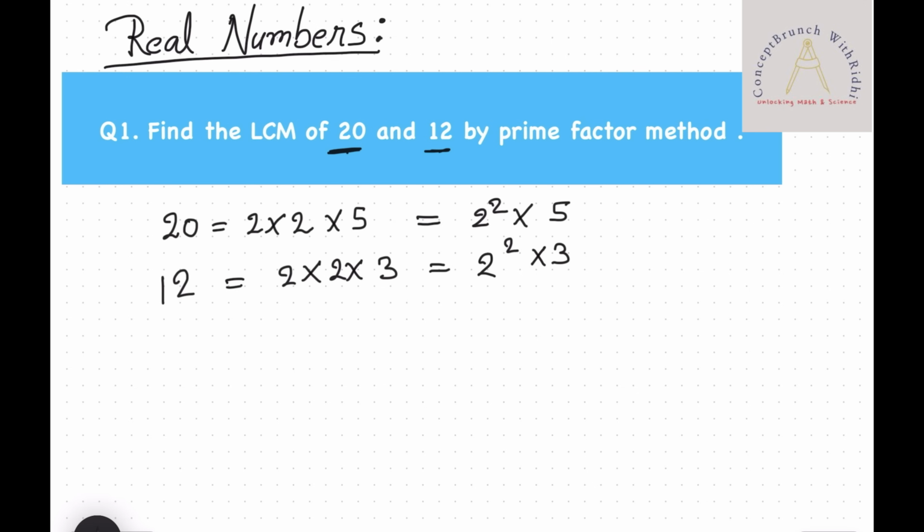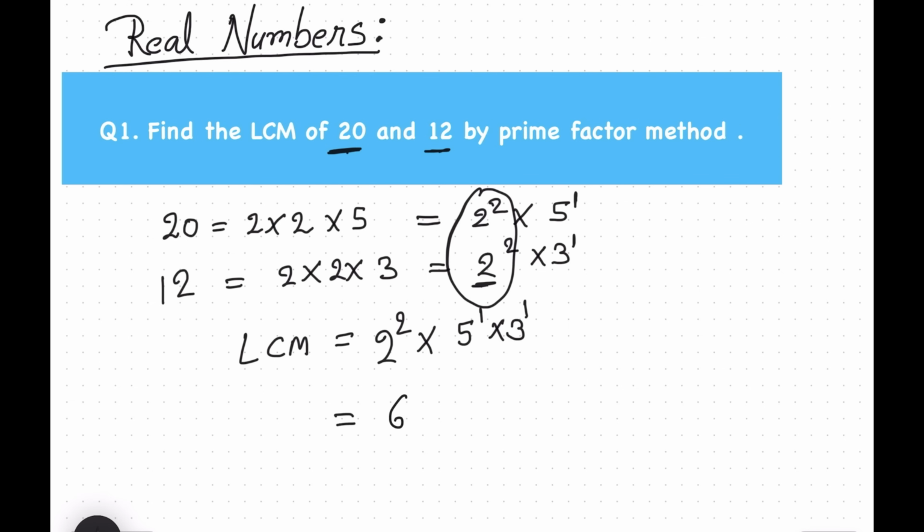To find the LCM, what do we have to do? We have to take the highest power of all prime factors. For 2, what is the highest power? For both of them, it's 2, so we'll take that. For 5, it's 1, and for 3 also it's 1. So we take all the highest powers. If we multiply them all, you'll get 60 as the answer.